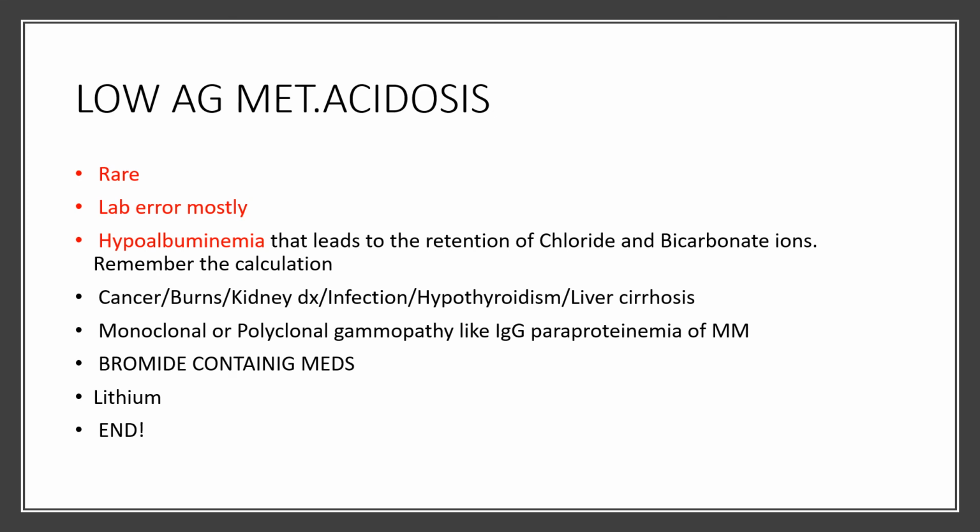It's also common in both monoclonal or polyclonal gammopathy like IgG paraproteinemia of multiple myeloma, in bromide-containing medications, and lithium. With that, I come to the end of anion gap metabolic acidosis as far as acid-base disorder is concerned. This is part 4 of 7.